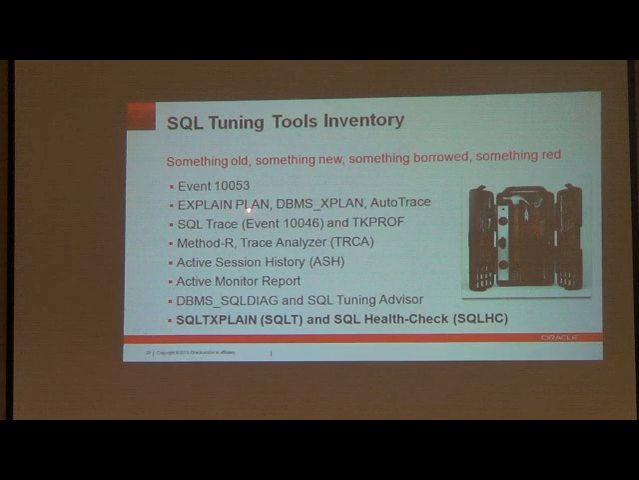We may use the explain plan for command, we may use the DBMS_XPLAN API, we have the autotrace, we have Method R, we have Trace Analyzer, we have ASH. In ASH, we have a lot of information. We can do some data mining on ASH to understand better the execution of our SQL. We have the active monitor report. We have DBMS_SQLDIAG, the tuning advisor, and of course, I say of course because that's the topic here, we have SQLTXPLAIN and SQL Health Check. Everything that you see here are basically tools that you may want to use when you are dealing with a SQL tuning issue.